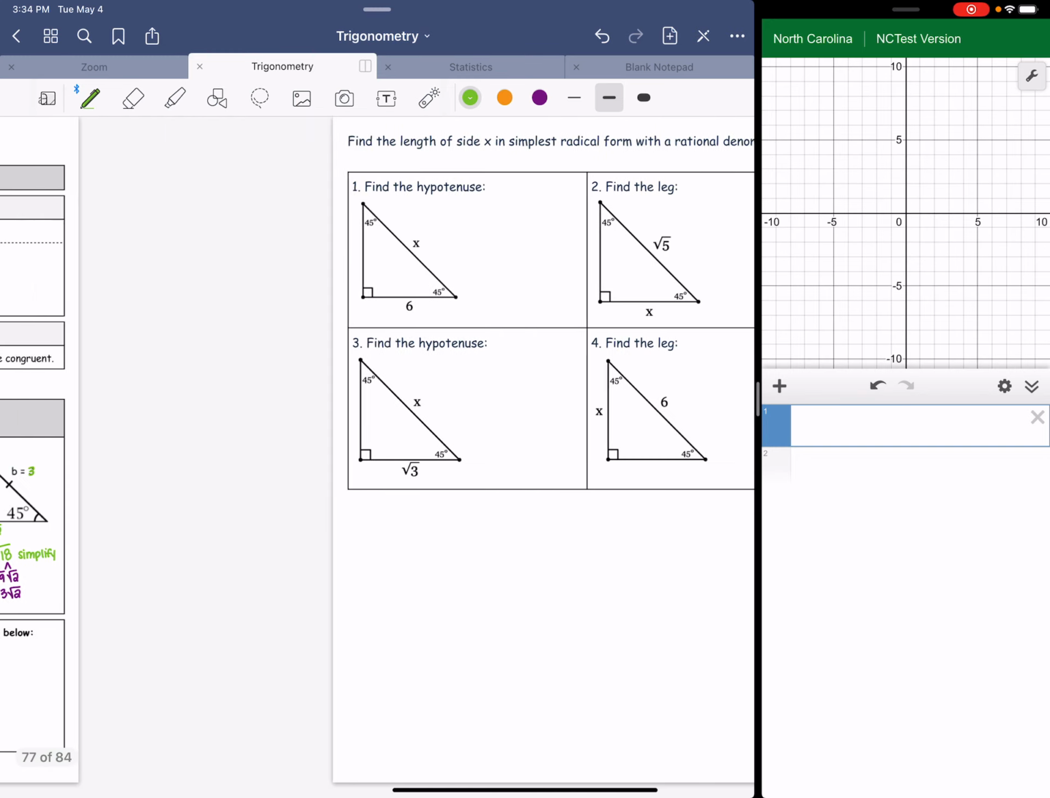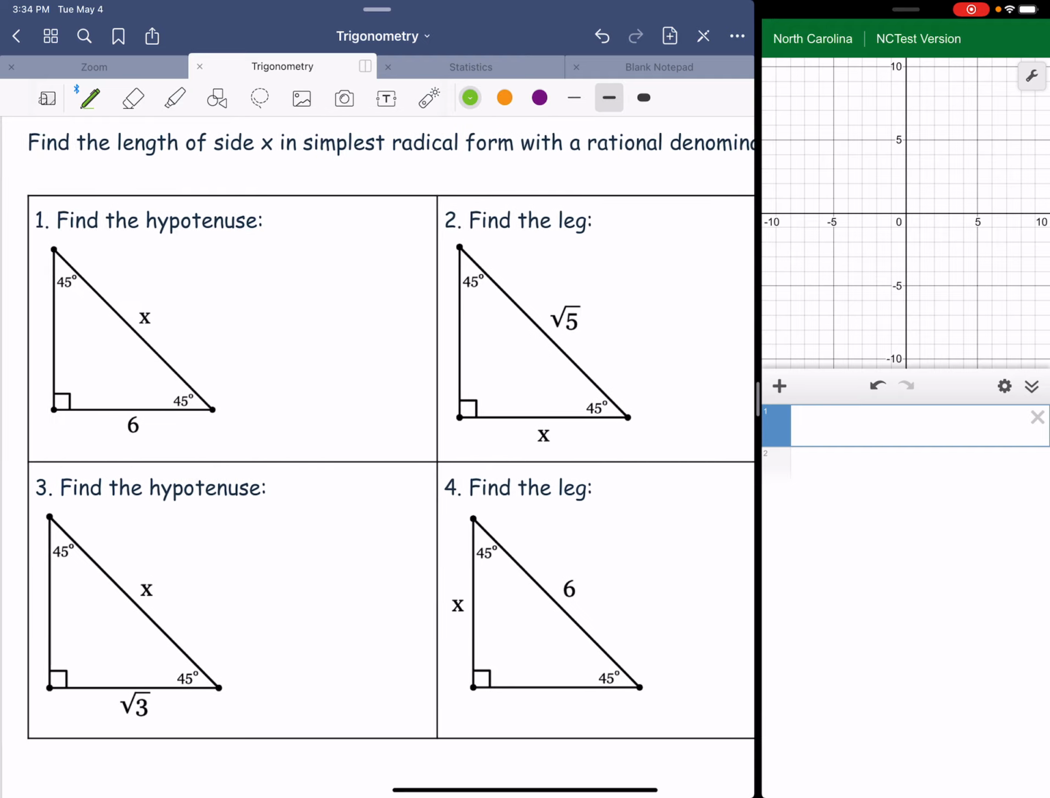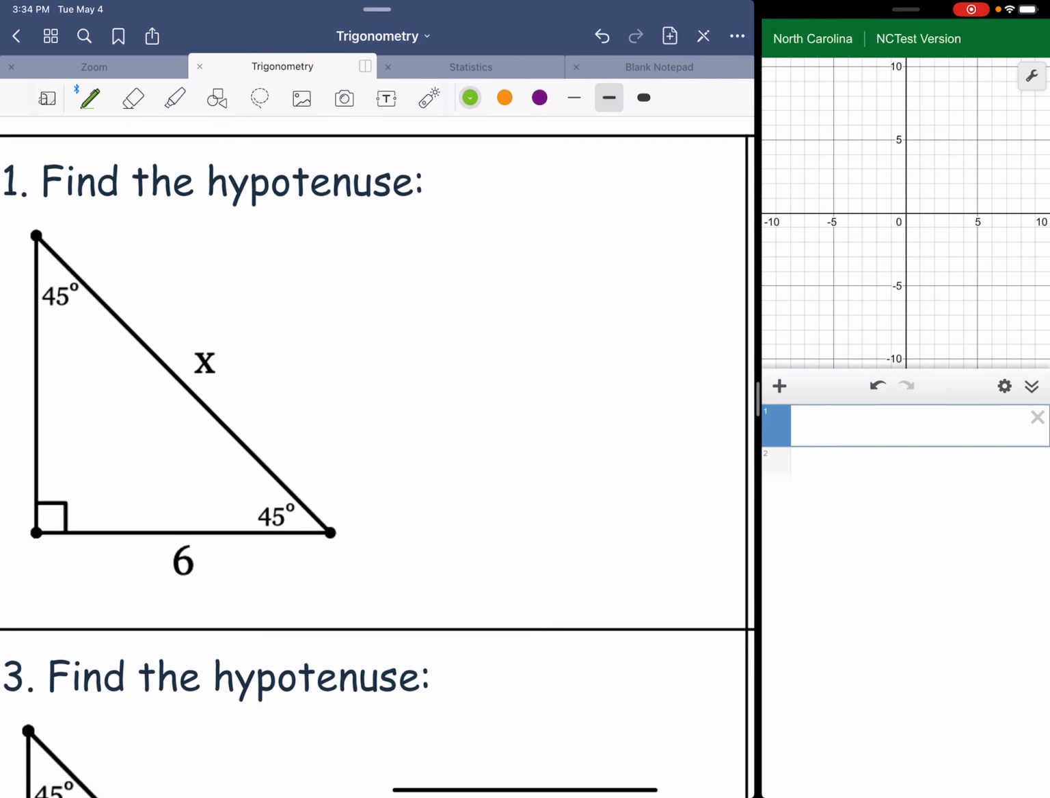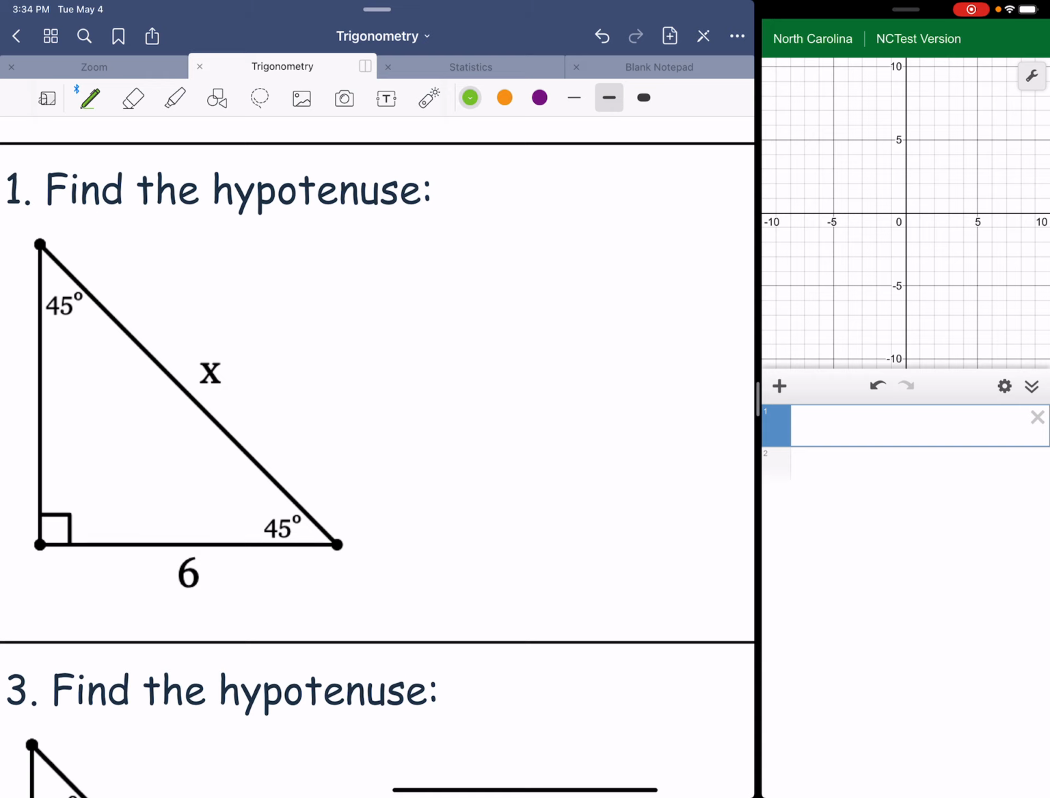Now let's do a couple of examples using this information. So now we can use that as a shortcut. Before, we didn't know how to use it as a shortcut. We had to use the Pythagorean theorem, but now that we know that rule, we can cut corners a little bit. So here we have a leg that is 6.